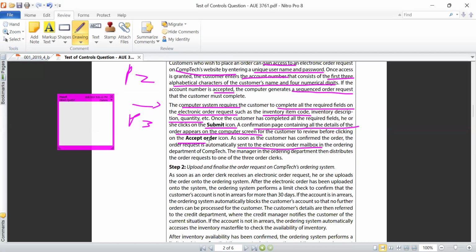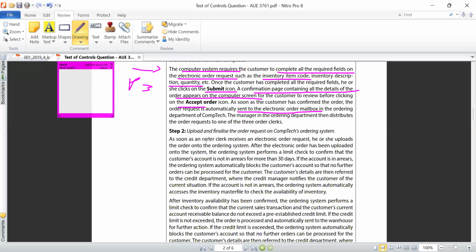Something like that. And then we go to step number 2, which has to do with upload and finalize the order request on Comtex ordering system. So now that you have received a confirmation email, there's a part where there is an upload and finalization of your order request. Now, as soon as the order clerk receives an electronic order request, he or she uploads the order onto the ordering system.